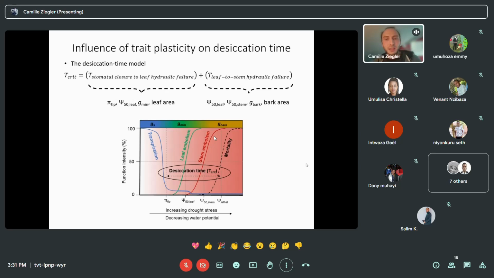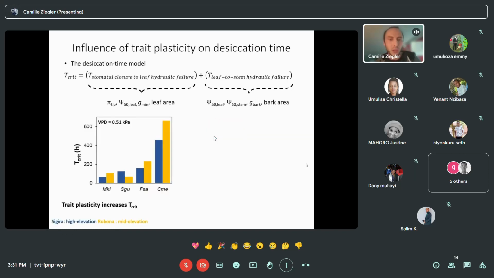So now we're interested in seeing the net effect of all these trait variations on desiccation time. So we used a desiccation time model, which I simplified here. It has two main components. One is the time from stomatal closure to leaf hydraulic failure, when leaves will be disconnected from the stem and drop. And the second component is the time from leaf to stem hydraulic failure. And from this, we can calculate desiccation time, which is T crit.